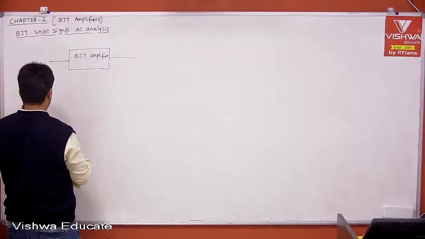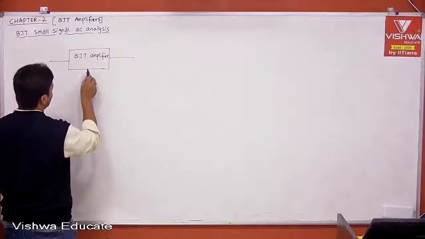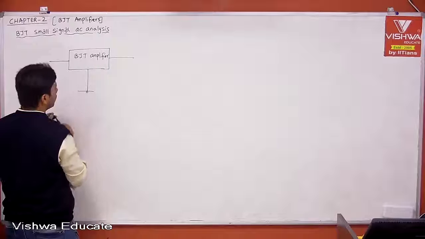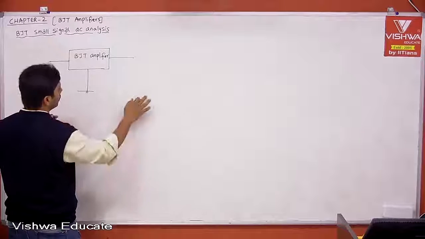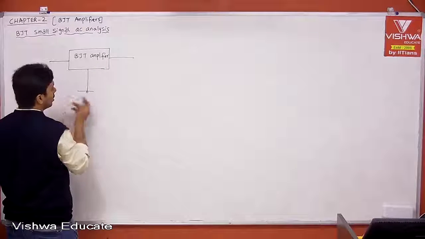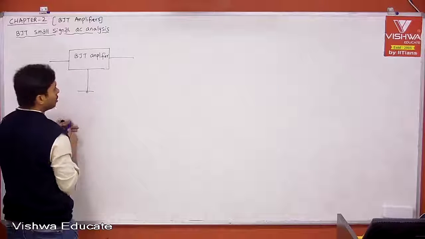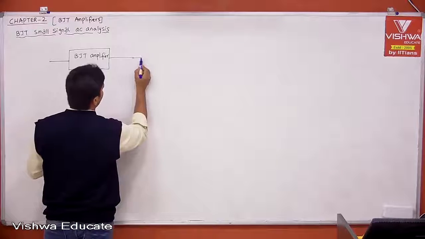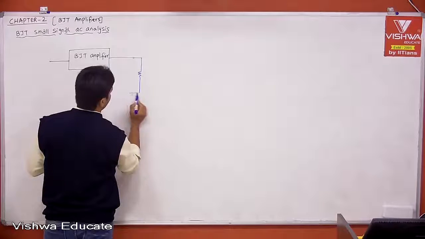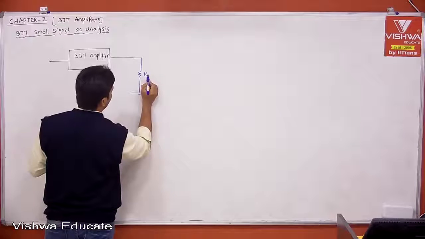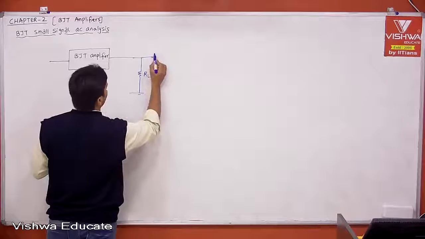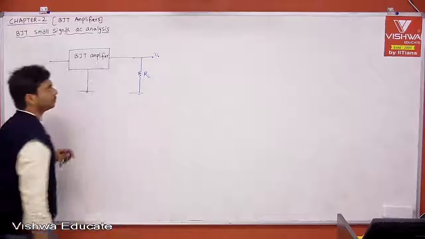Let me take the common terminal as ground. Then you can define your output with respect to ground, and input we can define with respect to ground. Basically the common terminal is common. Okay, that is fine. Now this is the load. Let us say this is my RL and this is my output voltage V0.